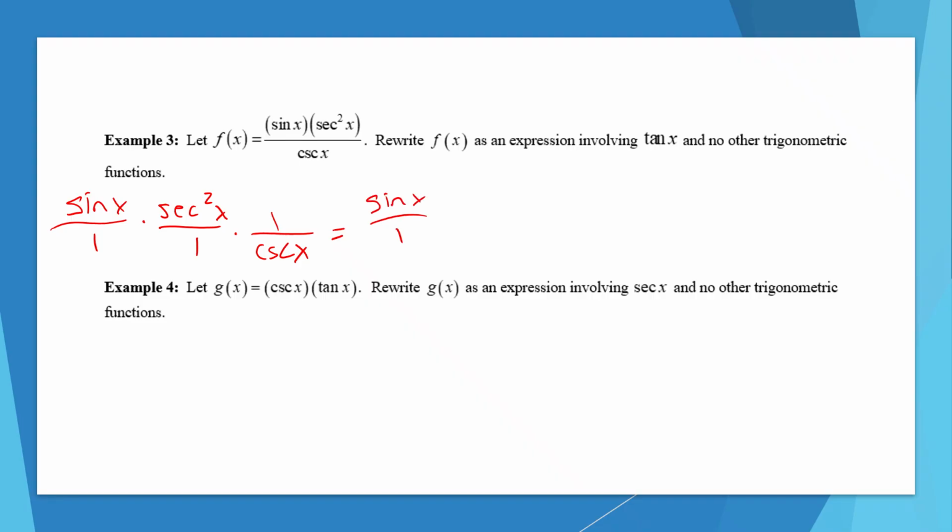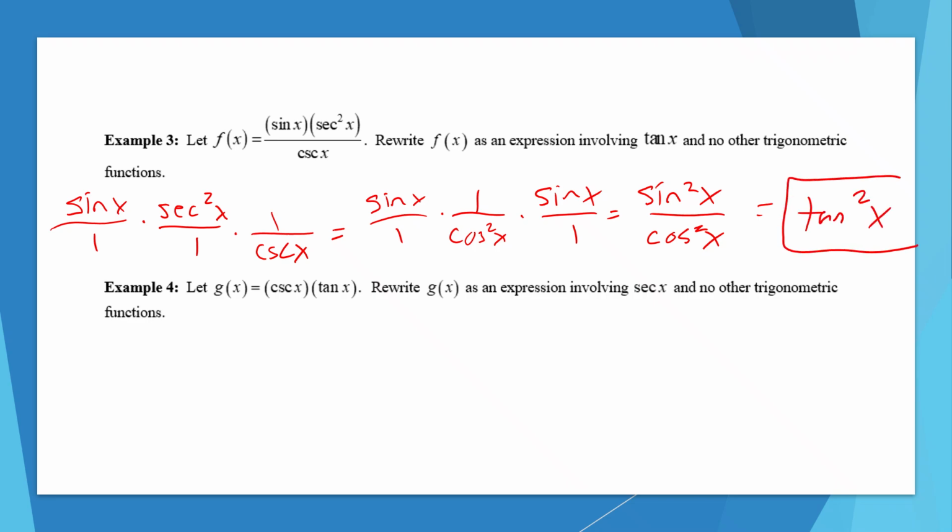So sine of x over 1 times 1 over cosine squared x times 1 over cosecant, which is sine of x over 1. Here, simplify it, we get sine squared x over cosine squared x. So we can't cancel, but we can simplify a little bit and clean that up. And then this is just going to be tangent squared x, because it's 2 sines over 2 cosines. So tangent squared x should be our answer for example 3.